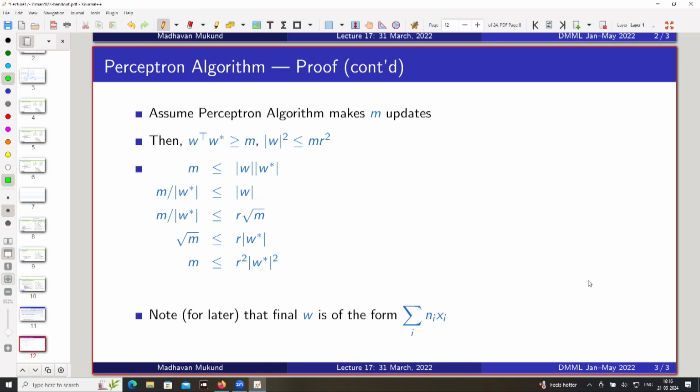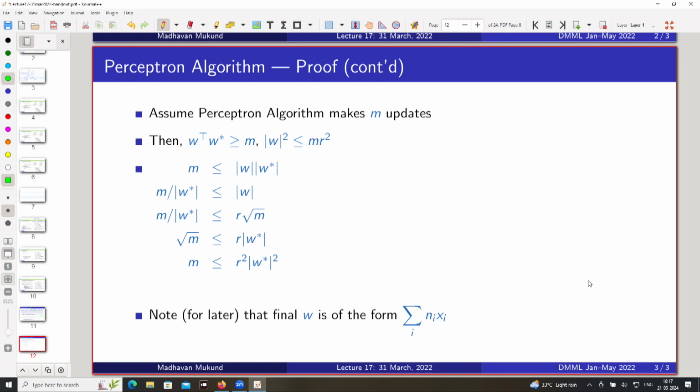Right? And then I move this length of W star over here. And I replace the value of W from this equation. So I get this. So what do I get? I get a square root M here. So I can divide by square root M, and then I get root M is at most R times the length of that vector W star. So if I just take the square, then I get M is at most R square times the length of that W star square. Right?